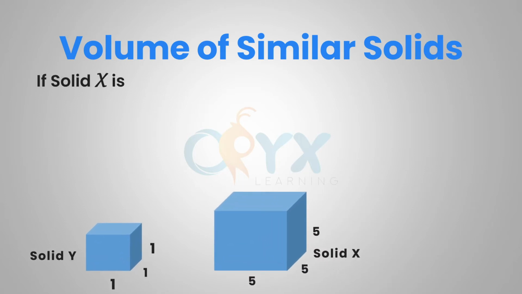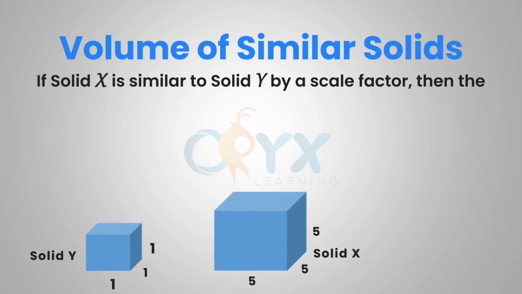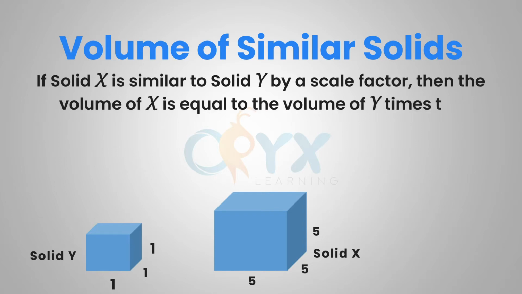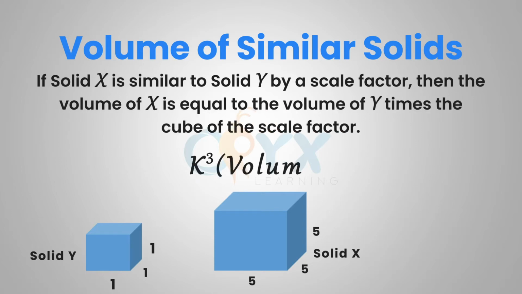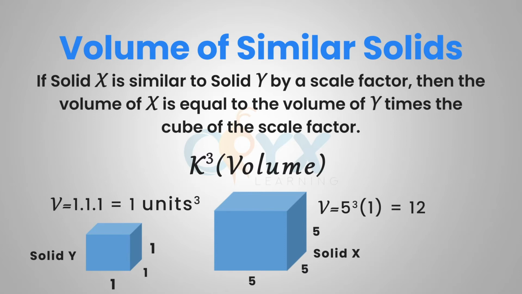If solid X is similar to solid Y by a scale factor, then the volume of X is equal to the volume of Y times the cube of the scale factor, or K to the third times the volume. The volume of solid Y would be 1 times 1 times 1, or 1 units cubed. The volume of solid X would be 5 to the third times 1, or 125 units cubed. K to the third times the volume.